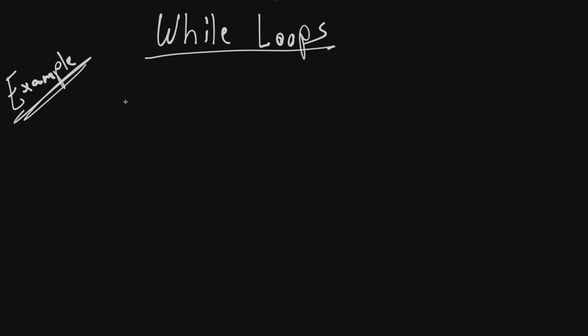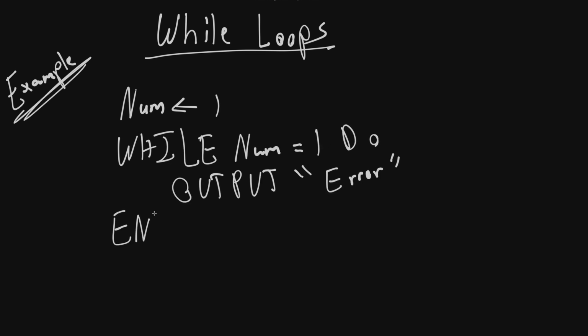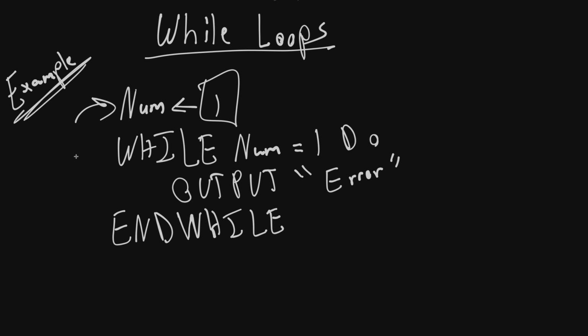In this example, we're going to create a new variable named num, and we're going to set the value of num to 1. And then we're going to enter a while loop. This while loop would stay active as long as this num variable equals 1. And there's nothing that changes the value of this variable inside our program. Therefore, num will always stay 1, and this loop would always stay active.